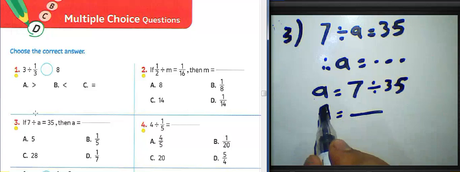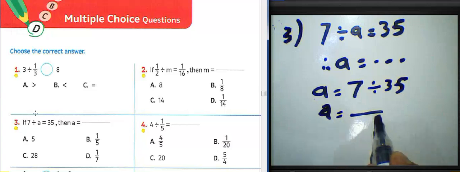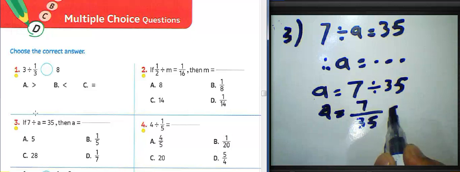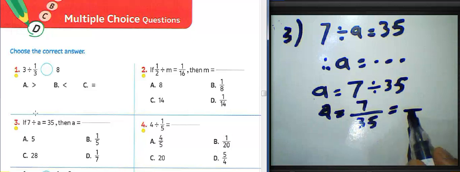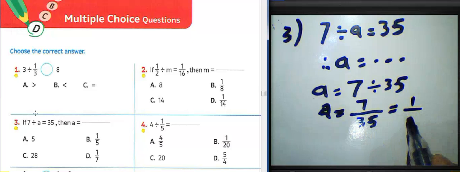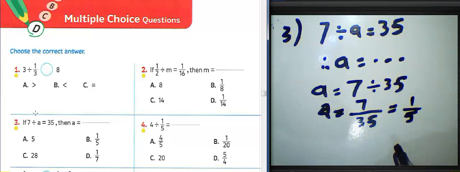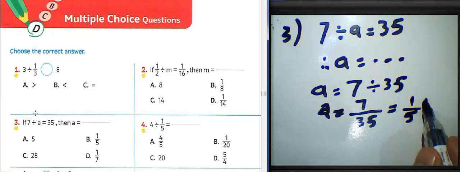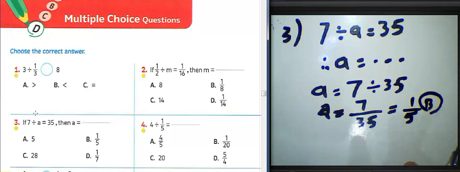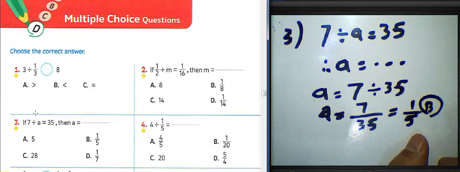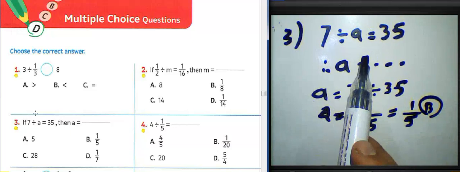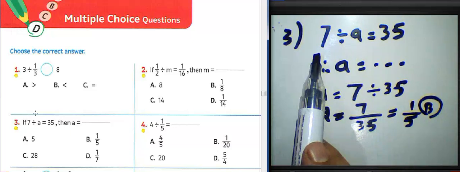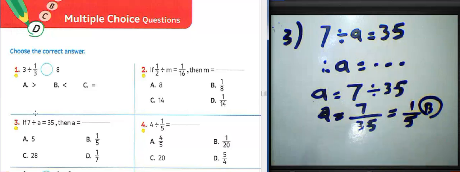In this fraction, 7 over 35. 7 divided by 7 equals 1, and 35 divided by 7 equals 5. We must write 1 over 5. The result will be 1 over 5, letter B. You must write it in this example. Again, if you want to find the divisor, you must divide the dividend by the quotient. Understood?